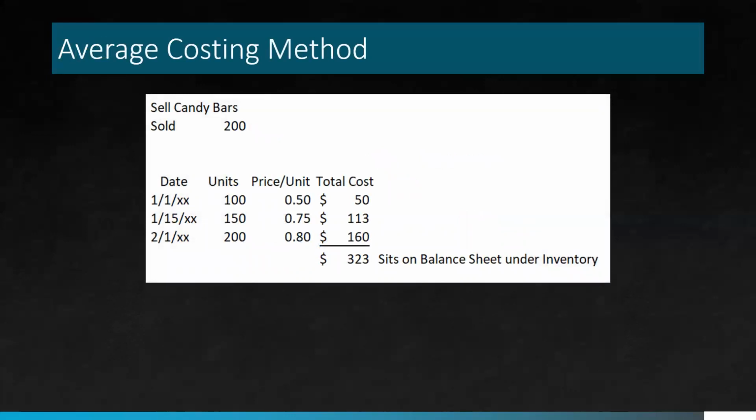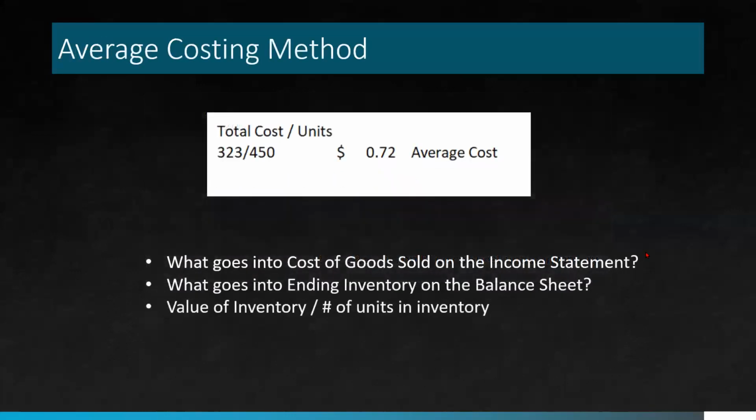Using the average cost methodology, here we see our original purchases, and I take the value of my total purchases and I divide that by my total number of units, and that gives me an average of 72 cents. So again, in this situation, what would be the cost of goods sold on the income statement, and what would be my ending inventory on the balance sheet?